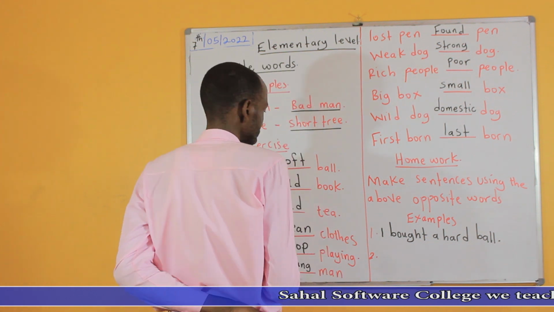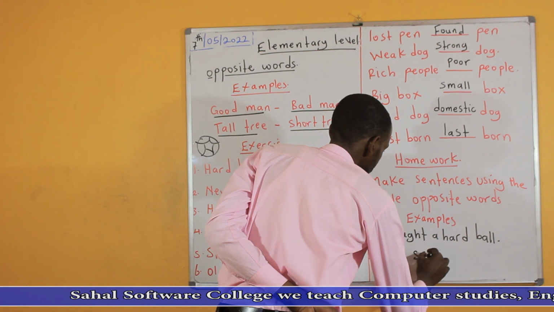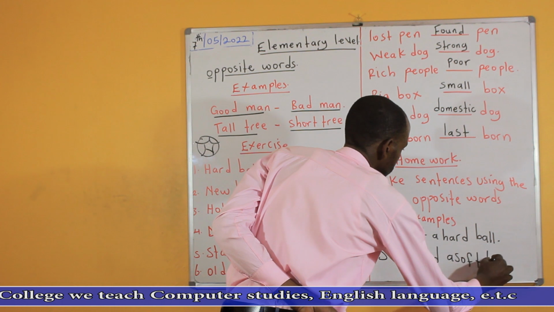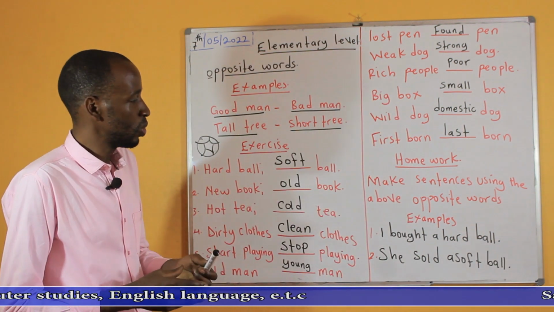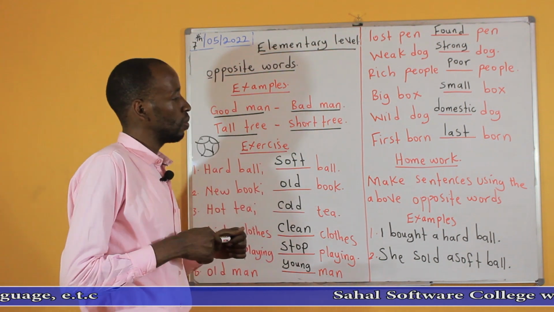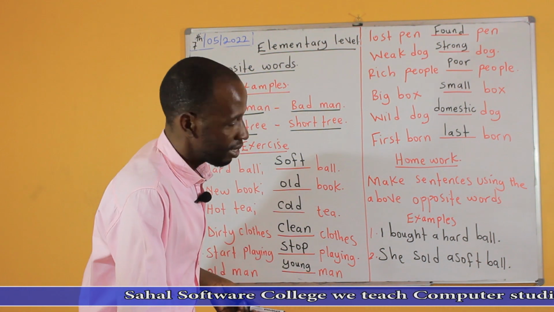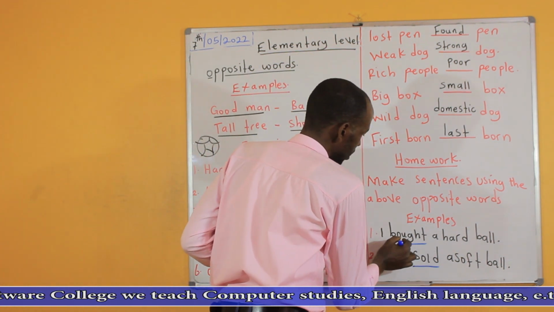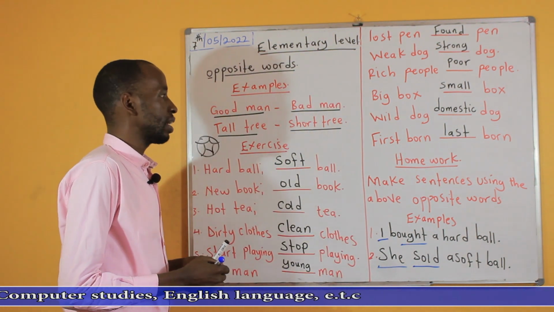Then I can give another example. I can use she. I can say, she sold a soft ball. Now, I want you to put subject and you put the verb. I bought a hard ball. She sold a soft ball. This is very, very interesting. So now you see here, I am introducing verb and subject. Introduce verb and subjects, and then you make a sentence.